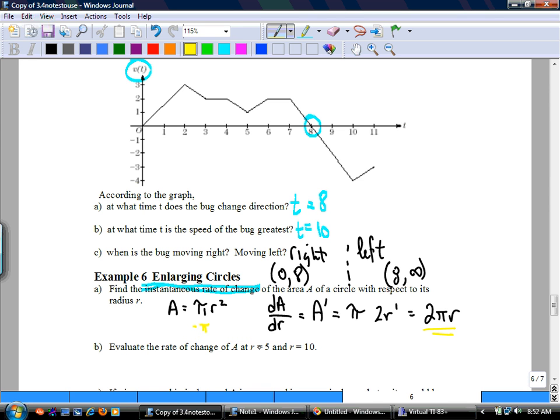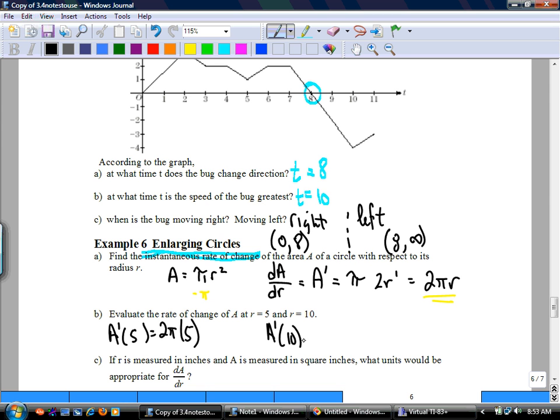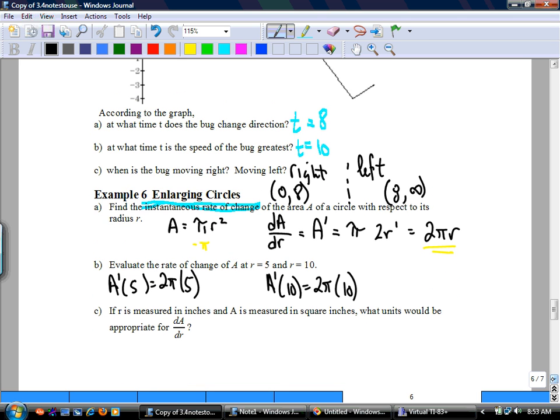So, evaluate the rate of change at r equals 5 and r equals 10. A prime at 5 is 2 pi times 5. A prime at 10 is 2 pi times 10. Twice as big.